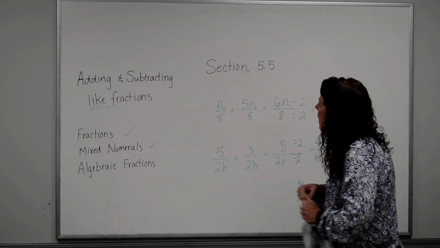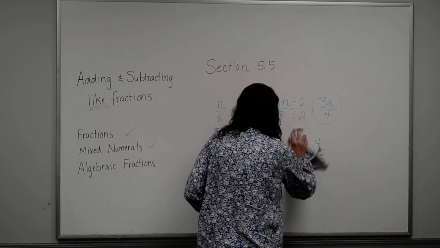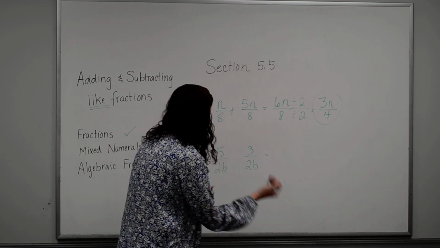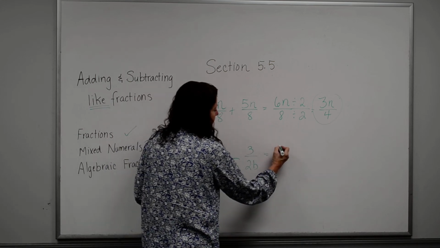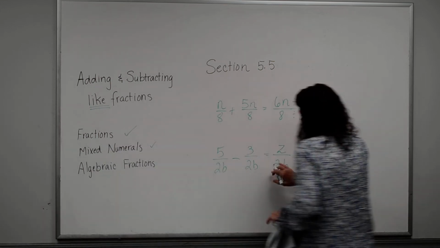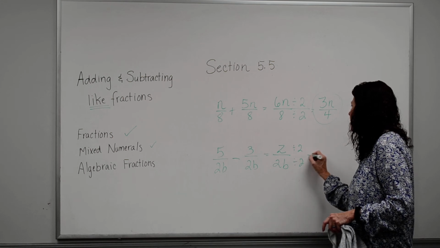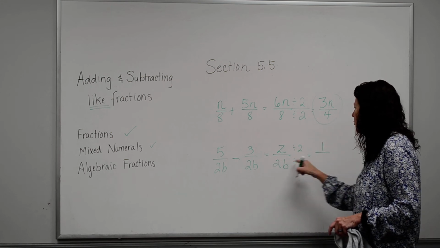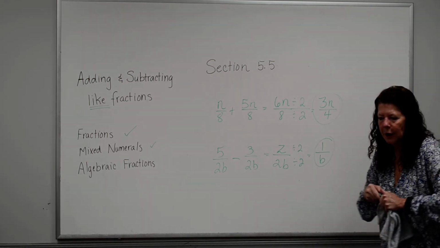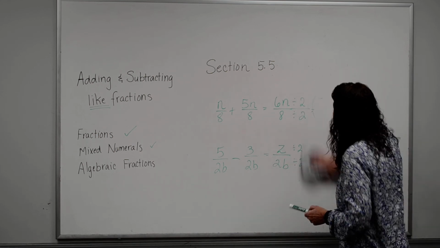Okay? And same thing with subtraction. If I were to subtract this one, change my addition to subtraction here. Let's say it's a different problem. I'm going to subtract my top, so I'm going to get a 2/2b. Notice these I can both divide by 2. So 2 divided by 2 is 1. 2b divided by 2 is b. So I get a 1/b. Okay. All right. So that's really all the information for section 5.5.